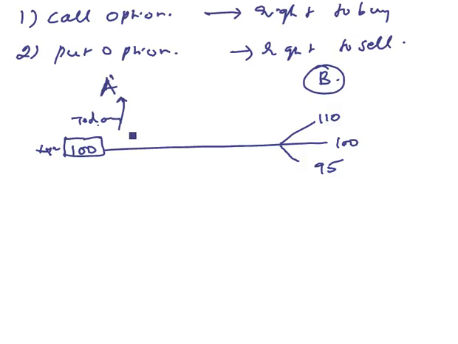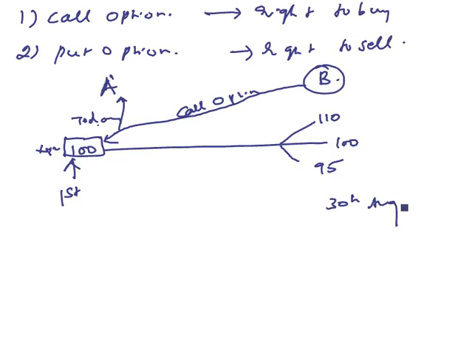In this case, B, who is thinking that the price of XYZ will go up to 110, will buy a call option on this day itself. Let's say this is the 1st August and this is the 30th August. So he buys the call option for 30 days, up to 30th August. After 30th August, this call option will not be effective or valid.